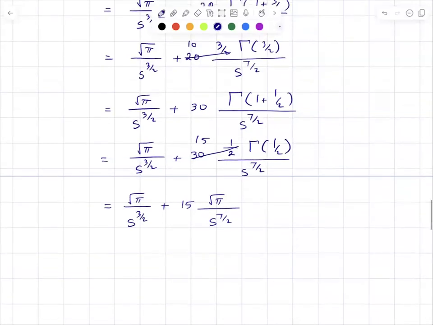So you can leave it like this or simplify it as much as you can. You can factor out square root of pi and you get 1 divided by s to power 3 halves plus 15 divided by s to power 7 halves. Or basically leave it as it is. Either is fine.